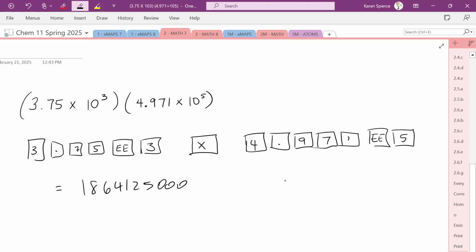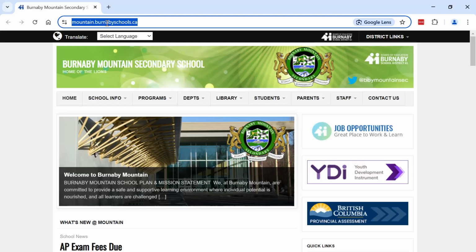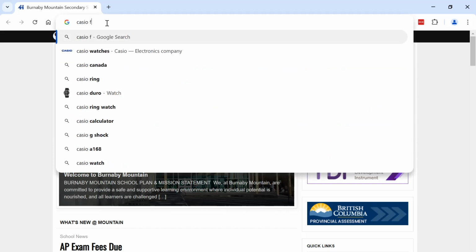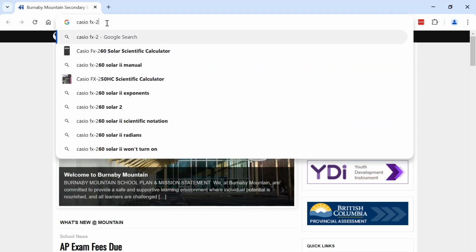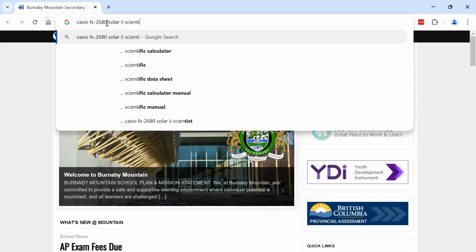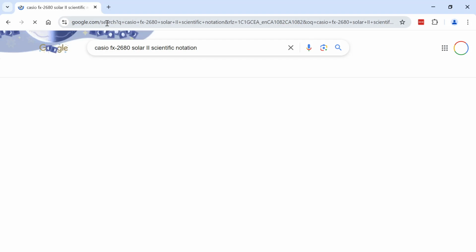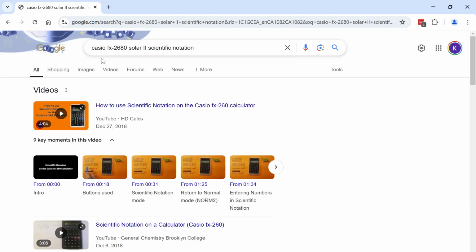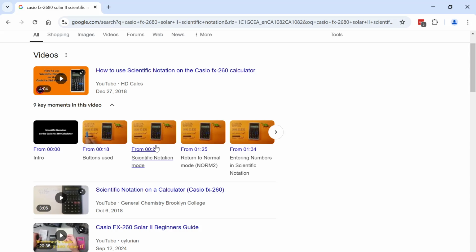If I had time, I would go online and look up my calculator model. Okay, so I would look up the FX 260 Solar 2. All right, this is what I would do. I would get online here and search Casio FX 260 Solar 2 scientific notation. Okay, and I would be like, okay, scientific notation on this calculator.